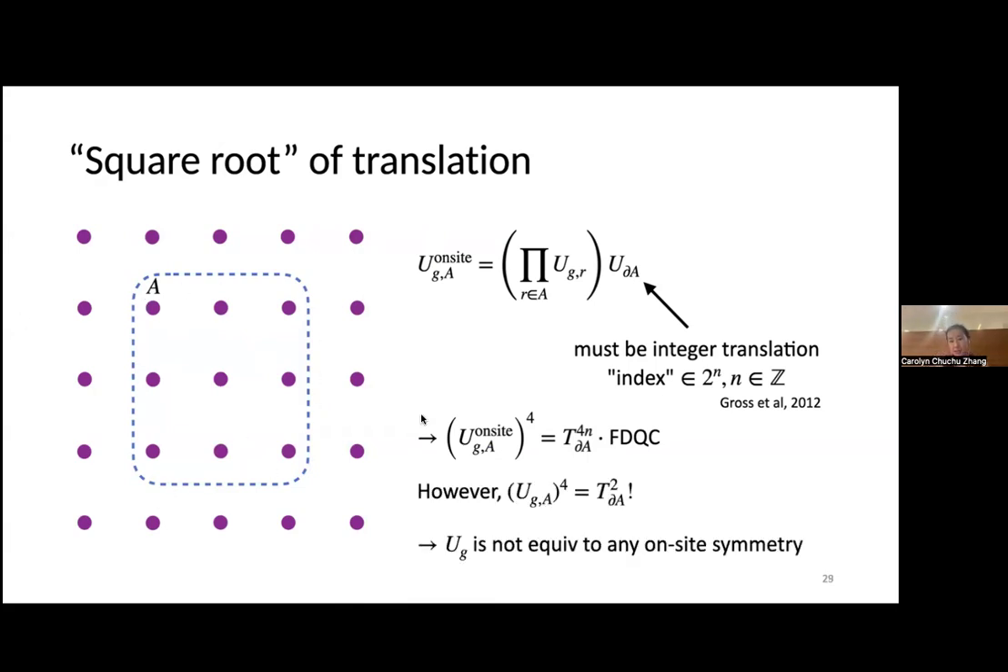However, as we saw earlier, the radical Fall-case circuit, if you took it to the fourth power, is equal to translation squared. And so it's definitely not an on-site symmetry, because if it was on-site, it would have translation to the fourth power. And if you work a bit harder, you can convince yourself that it's actually not equivalent, meaning equivalence under tensoring with ancillas and doing a local unitary transformation, to any on-site symmetry. So it cannot be made on-site, even after you tensor in with ancillas.